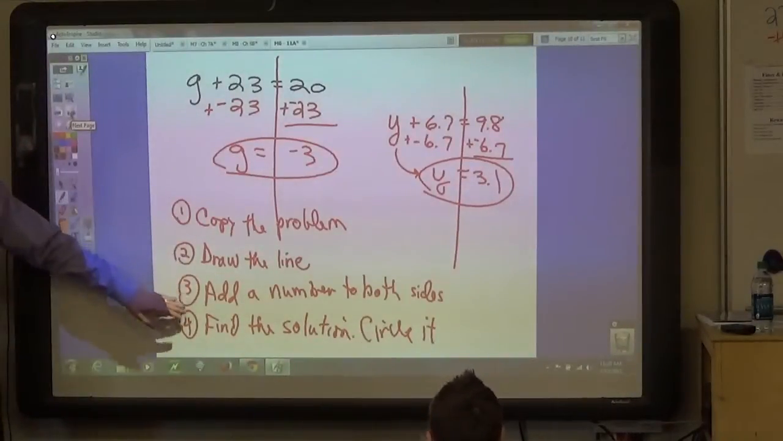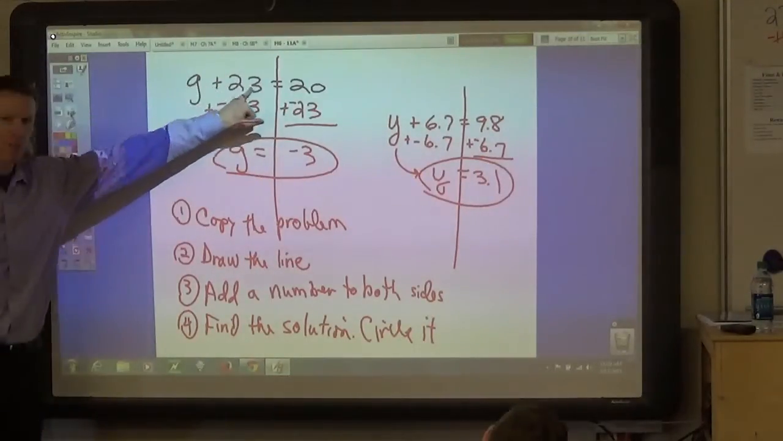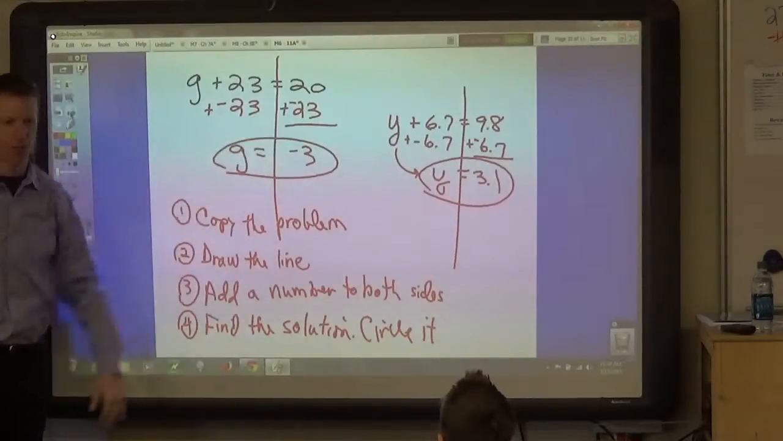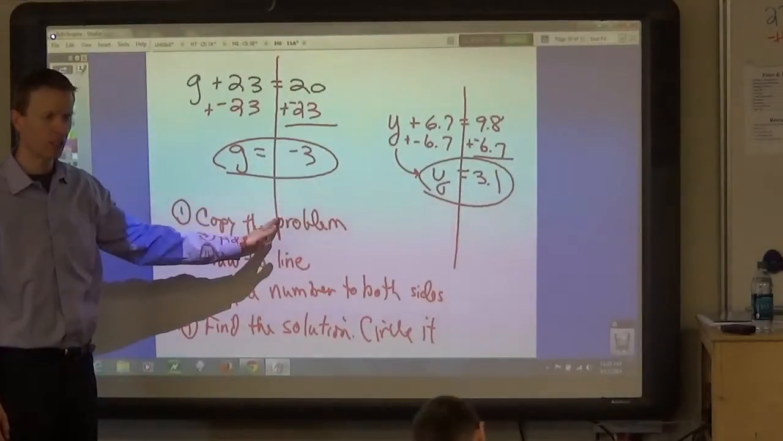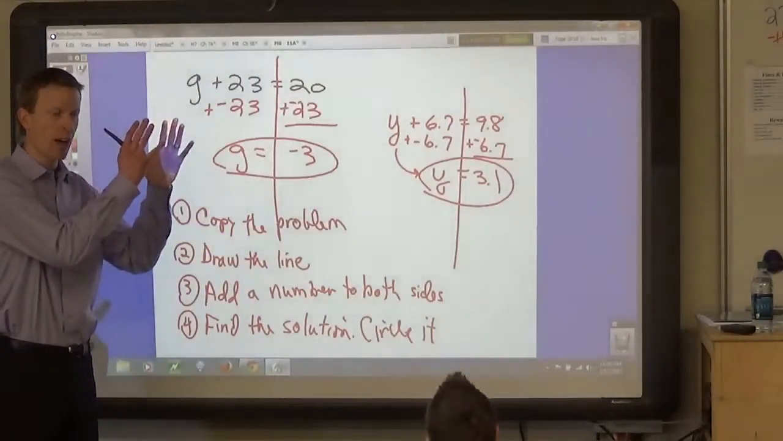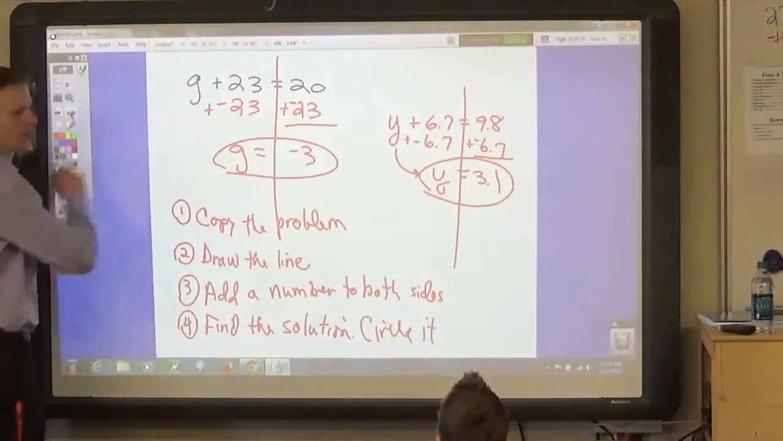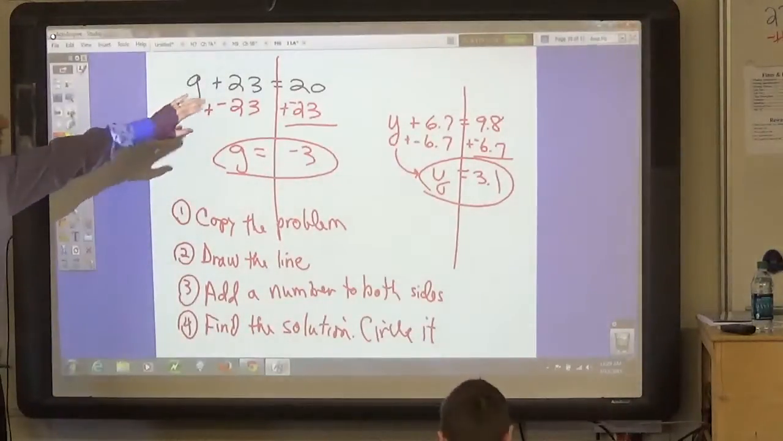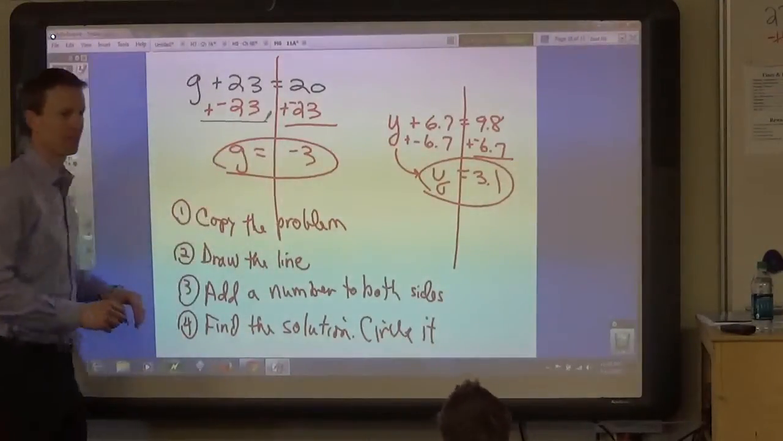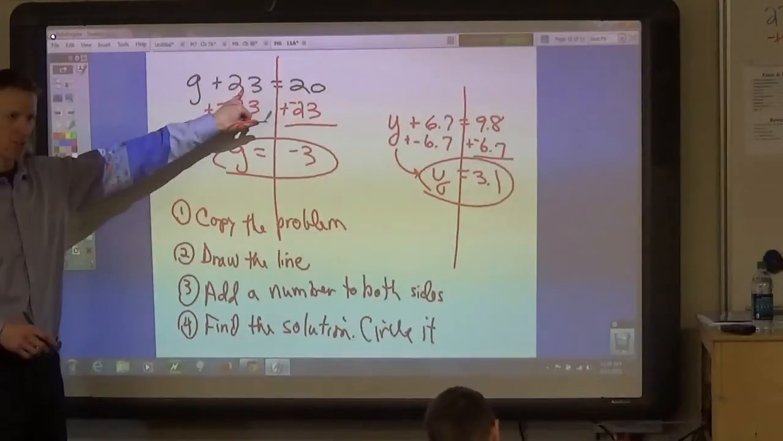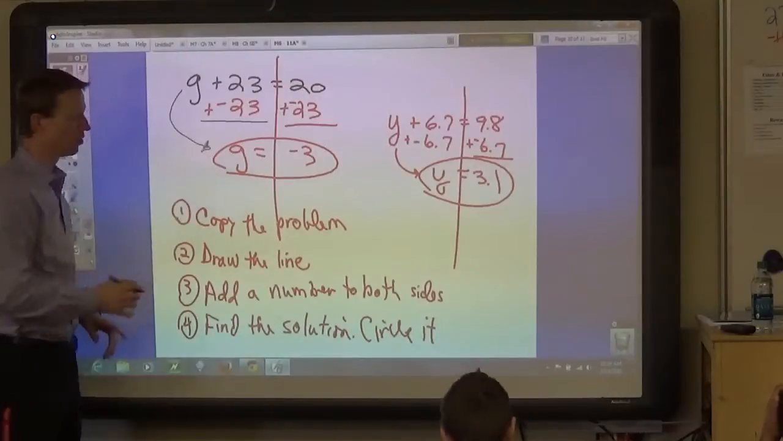Here are the steps for solving these. Okay? First, always copy the problem. You have to copy the problem. Then, draw a line to separate the two sides. That helps you to see what's on one side and what's on the other side. Then, start on the, what? Side with the variable. Good. Start on the side with the variable. Add its opposite. So if we have positive 23, we add negative 23. And that leaves just our variable.